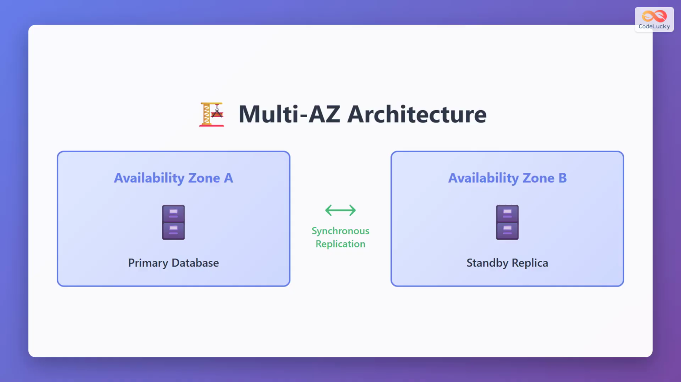Let's look at the architecture of Multi-AZ. On the left, you have your primary database running in Availability Zone A. On the right, there's a standby replica in Availability Zone B. These two databases communicate through synchronous replication, which means every write to the primary database is immediately copied to the standby replica before the transaction is acknowledged.